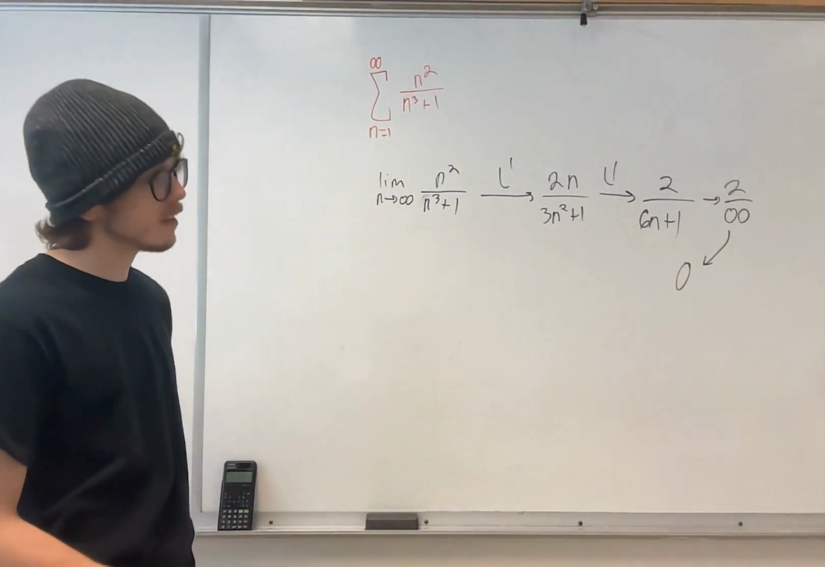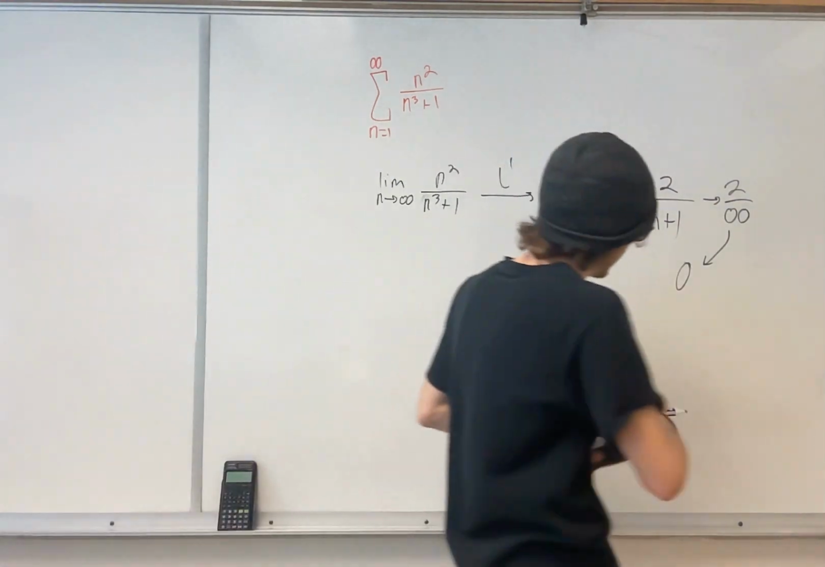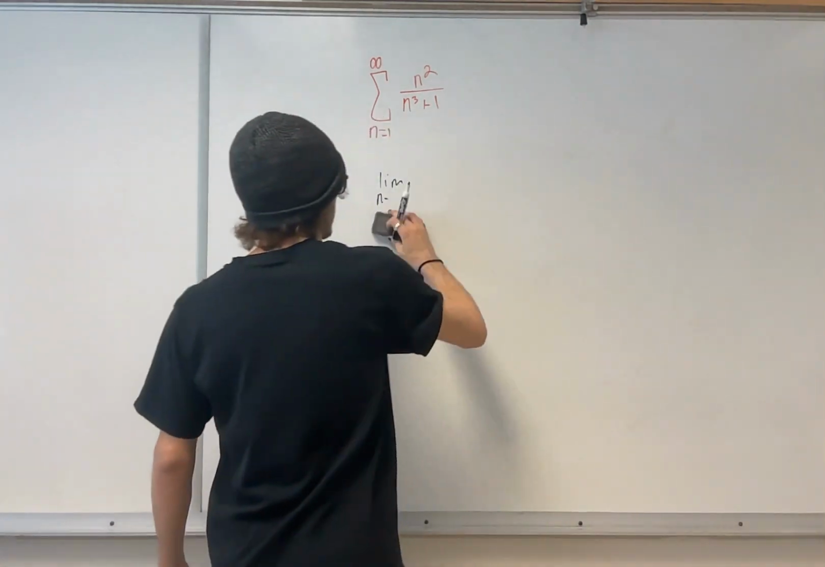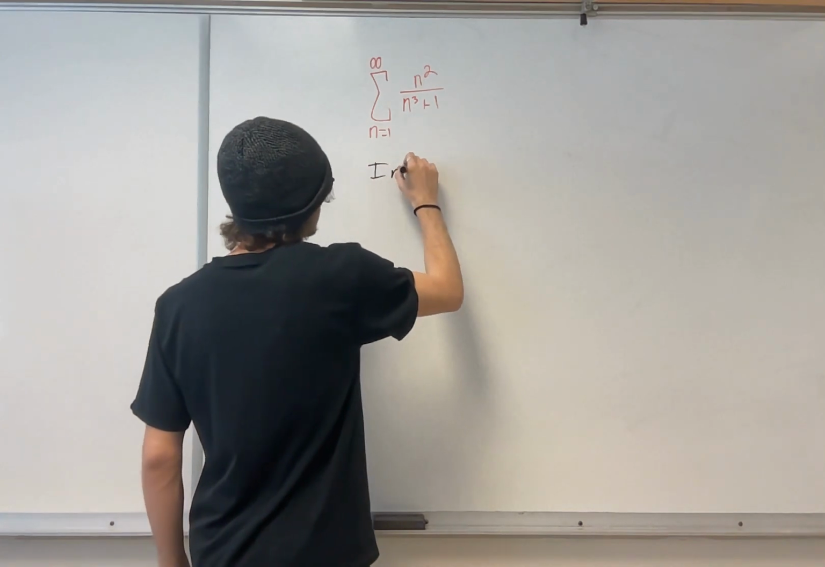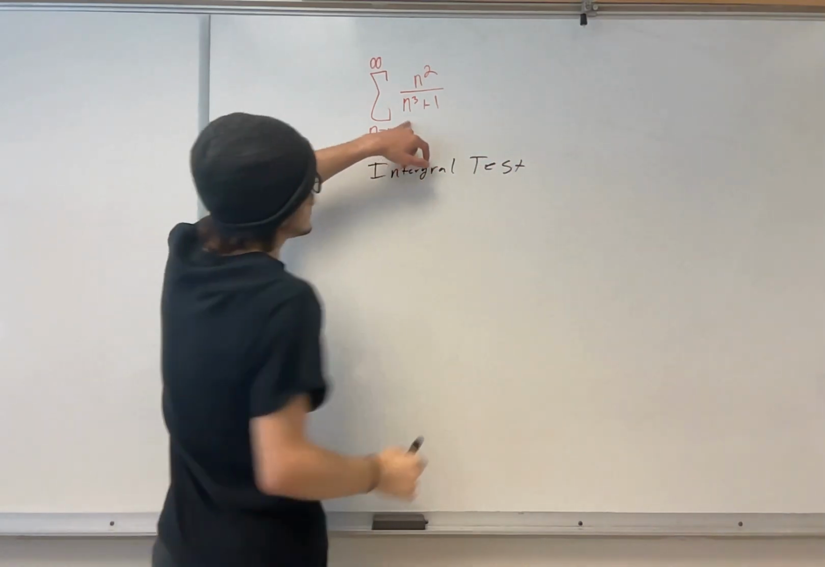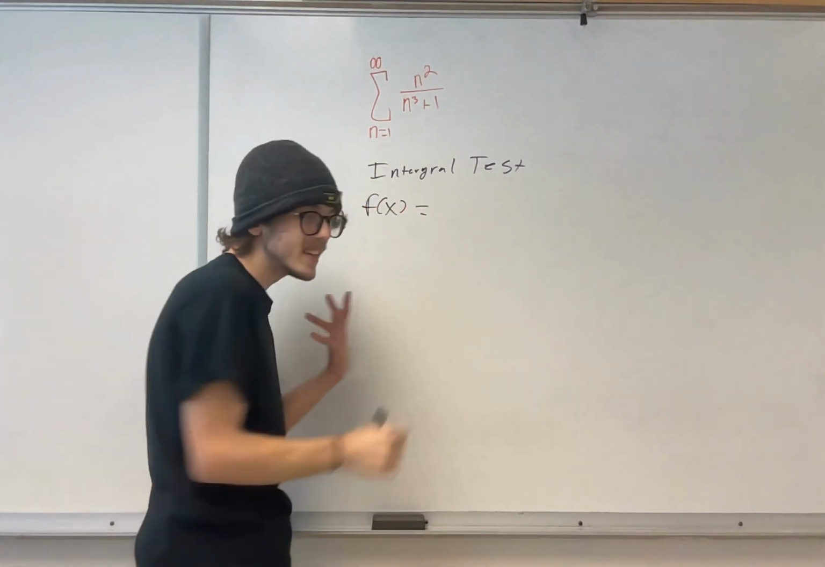So we know that the divergence test is indeterminate because it gave us an answer of 0. And therefore, we have to use the integral test. So let's go ahead and do that. The integral test says, take this and put it as a function. So instead of a series, pretend it's a function.